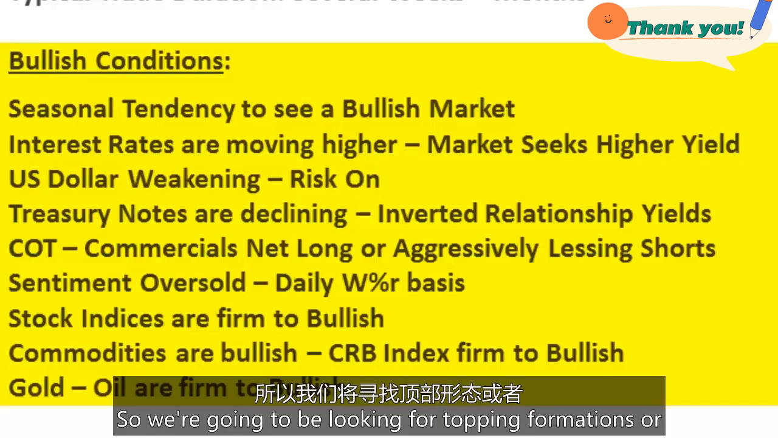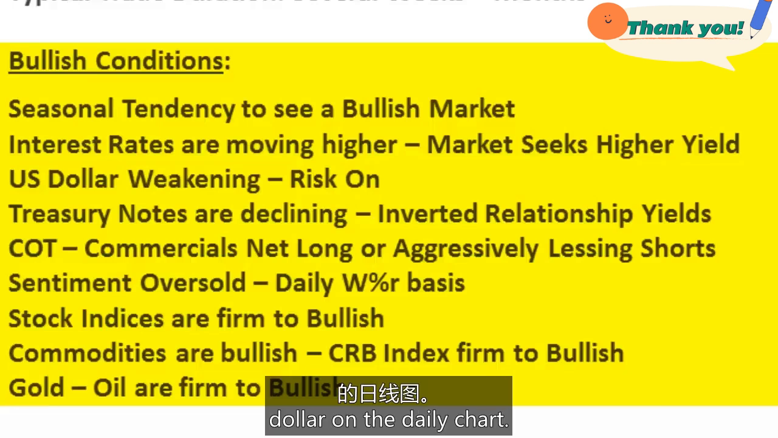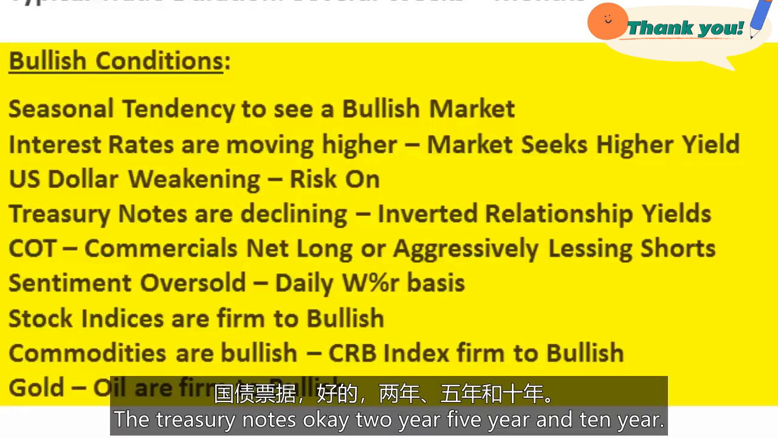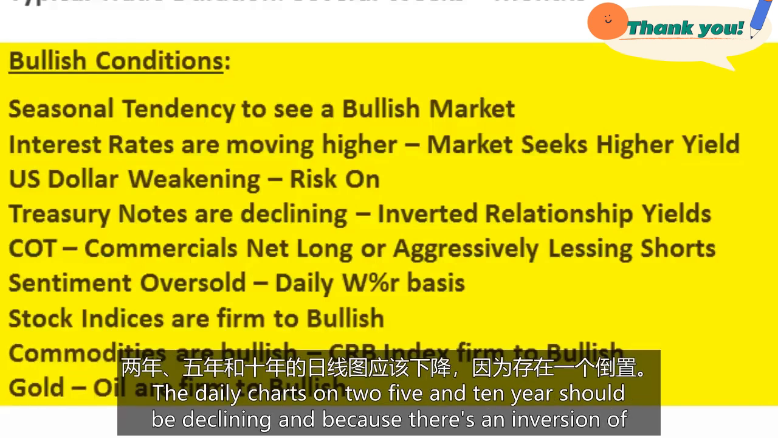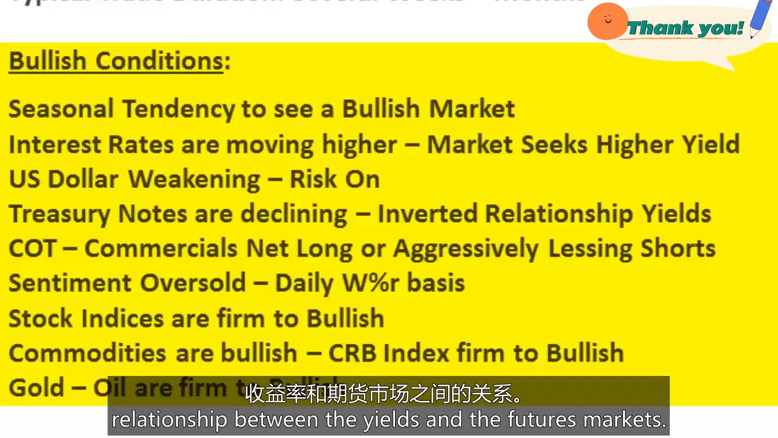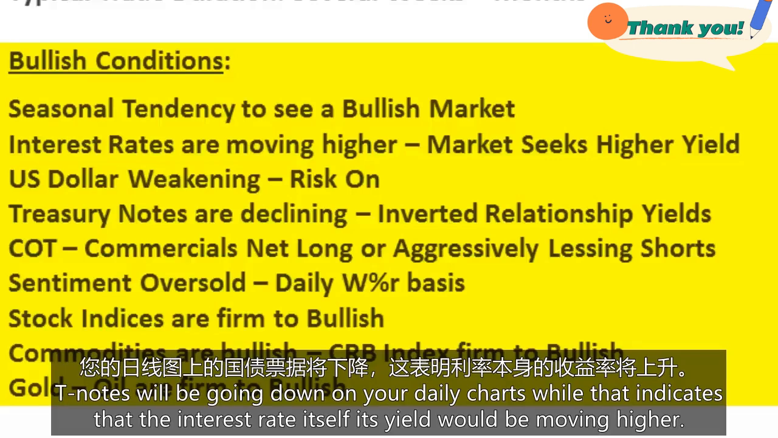So we're going to be looking for topping formations or weakening of the US dollar on the daily chart. The treasury notes, 2-year, 5-year, and 10-year, we'll be looking at those futures markets because we are going to be contrasting Forex trading with the insights that we glean from the futures market. The daily charts on 2, 5, and 10-year should be declining, and because there's an inverse relationship between the yields and the futures markets, T-notes will be going down on your daily charts, which indicates that the interest rate itself, its yield, would be moving higher.